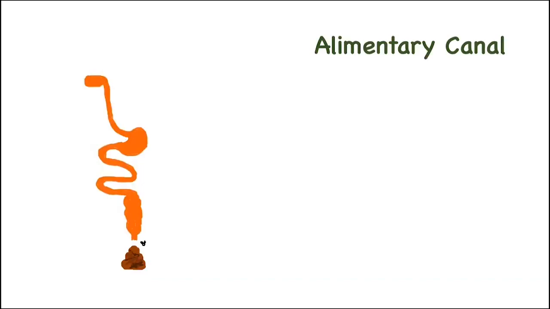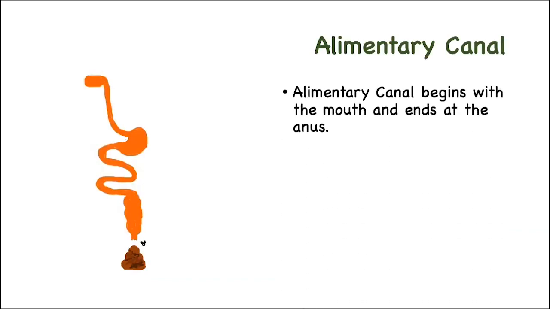The alimentary canal is going to begin at the mouth and will end at the opening called the anus. It will consist of the oral cavity, the pharynx, the esophagus, the stomach, the small intestine, the large intestine, and finally, the anal canal.